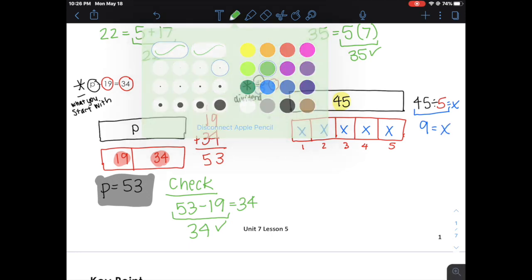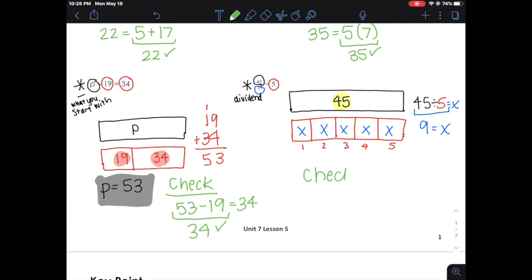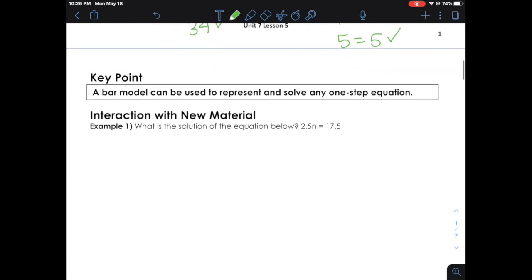Let me check our work. Plug it into the original equation. Caught myself that time. So 45 divided by 9 equals 5. And that is true. 45 divided by 9 does equal 5. So we are correct. Let's move on to the key point.